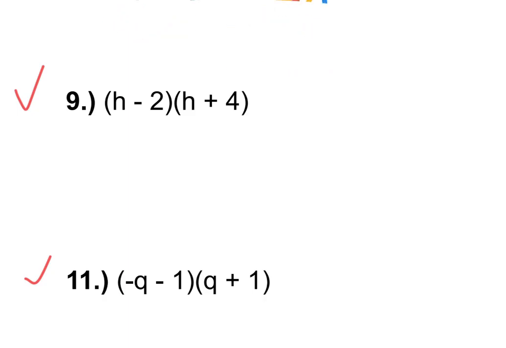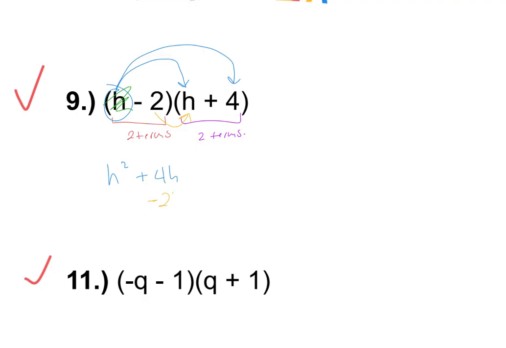What I mean by that is I just look at this and say, hey, this guy has two terms and this guy has two terms. I just need to make sure that every term gets multiplied by every term. So I start with h, the first term in this parentheses. h times h is h squared. h times 4 is 4h. Now I'm done with that term. So move on to negative 2 times h, negative 2h, and negative 2 times 4, that's negative 8.